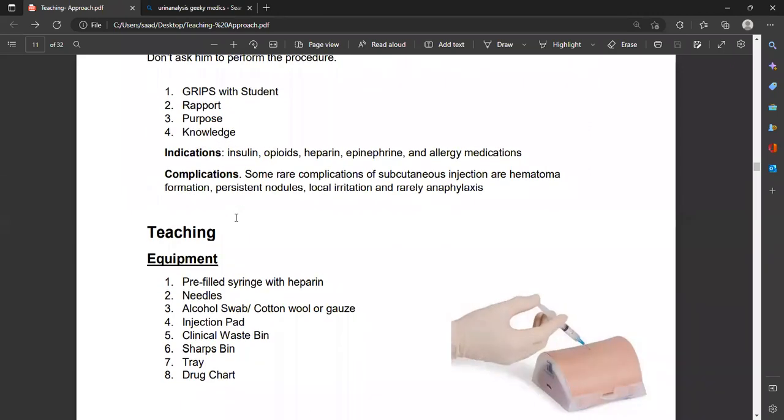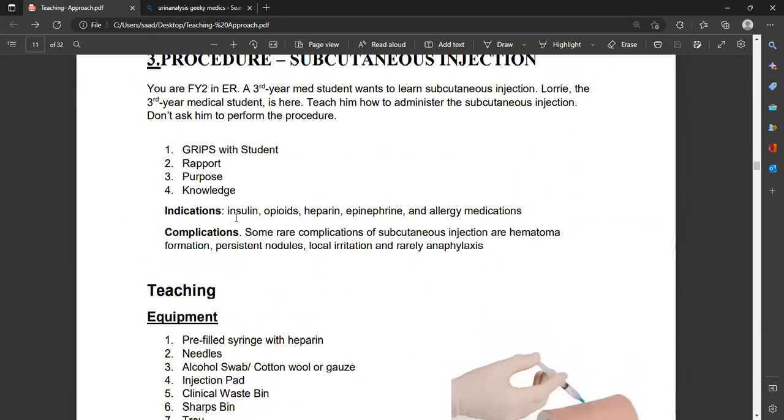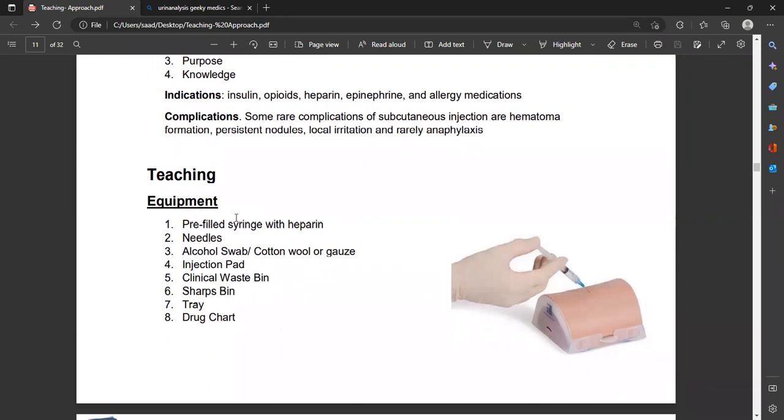There are some rare complications you can mention while teaching. The subcutaneous injection comes in two ways, one in teaching and one in practical. So you have to verbalize these indications and complications in both scenarios, in teaching as well as while performing the practical. If it's practical, you have to tell these complications to the patient; if it's teaching, to the student. A hematoma can form, and there is a possibility of persistent nodules and local irritation, and so on and so forth. Don't waste too much time initially, because you have a lot to teach.